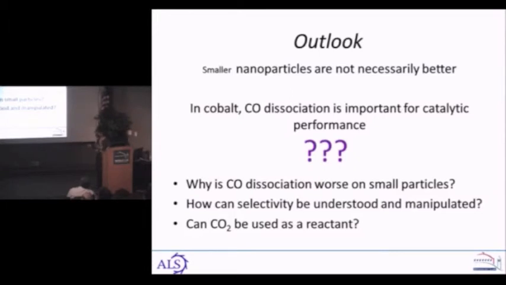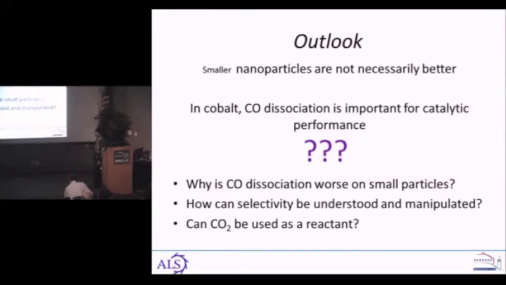And next, we'd like to study how the selectivity can be manipulated by alloying the cobalt particles with other metals and seeing if we can favor oxygenated products or select for a certain group of products. And then we want to study if CO can be used as a reactant.